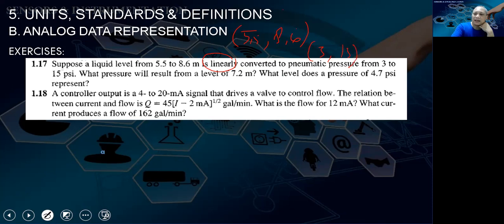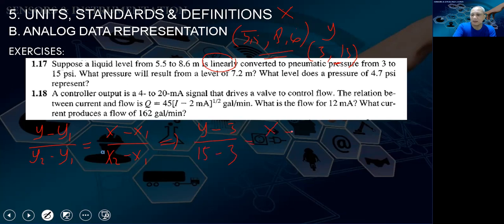So let's say this is y and this is x. Remember the high school thing: y minus y1 over y2 minus y1 equals x minus x1 over x2 minus x1. This is finding the equation. It doesn't matter which point you put where, whatever you choose, the answer will be the same. So y minus 3 over 15 minus 3 equals x minus 5.5 over 8.6 minus 5.5.